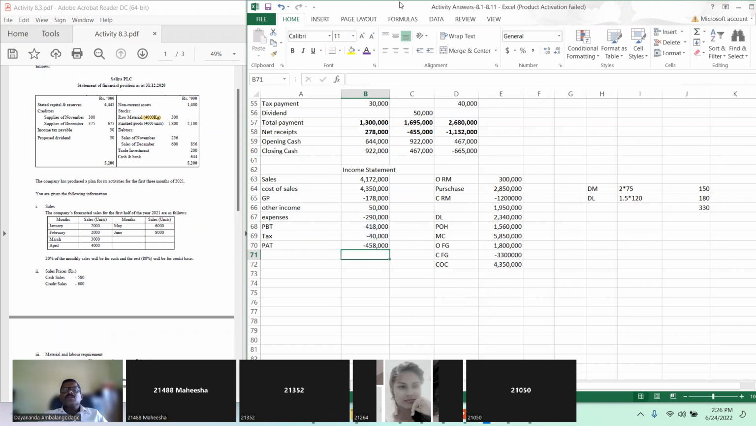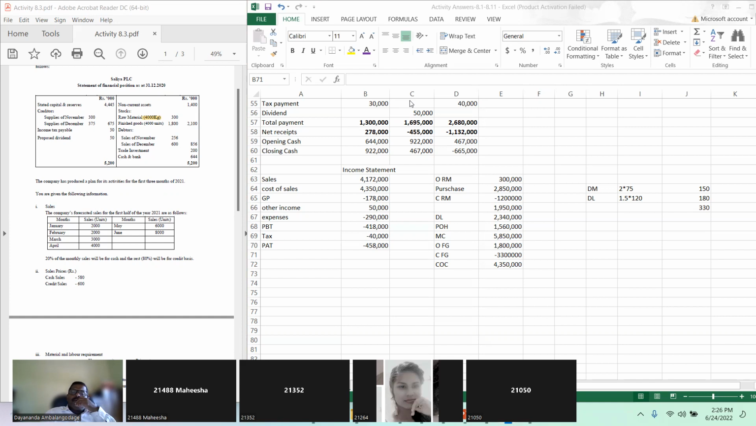Any question? Yes, good. So is it not needed to include production overhead cost per unit when calculating cost per unit for closing finished goods?